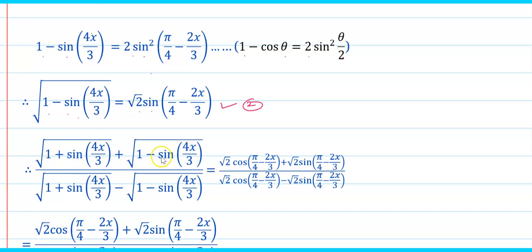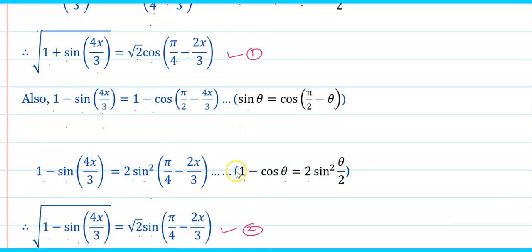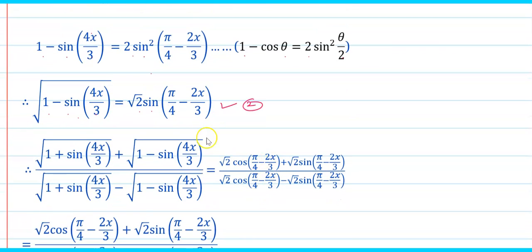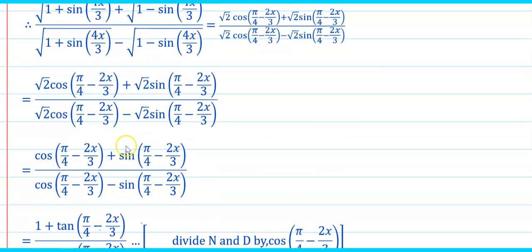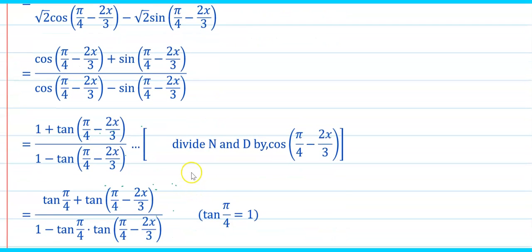Now, in the numerator there is an addition and in the denominator there is a subtraction. Substitute the values. Root of 1 plus sin of 4x upon 3 is root 2 cos of pi by 4 minus 2x upon 3, and the next is root 2 sin of pi by 4 minus 2x upon 3. Here there is a plus sign, and here only minus. Take root 2 as common, then root 2 will get cancelled. You will get cos of pi by 4 minus 2x upon 3 plus sin of pi by 4 minus 2x upon 3, upon cos of pi by 4 minus 2x upon 3 minus sin of pi by 4 minus 2x upon 3. Now the next step is important.